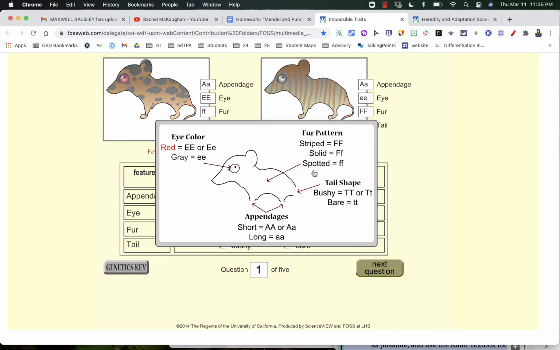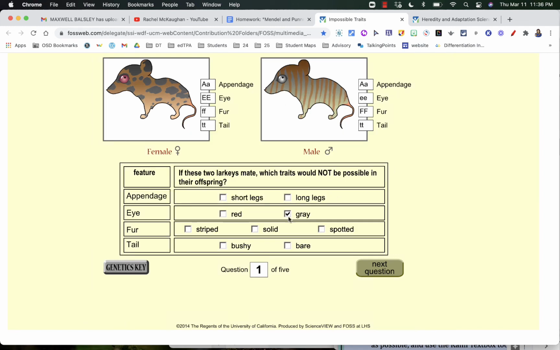Fur. Can I get big F, big F? Nope. Can't have striped fur. Can I have solid, big F, little f? Yes. Can I get spotted, little f, little f? Yes. Little f? No. So we can't have striped or spotted fur. Sad.